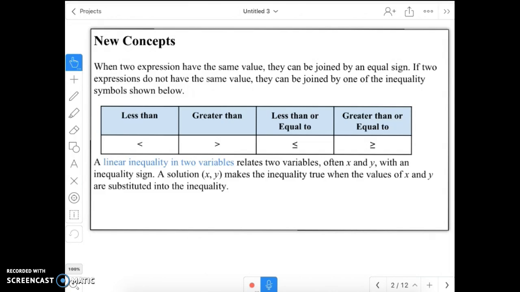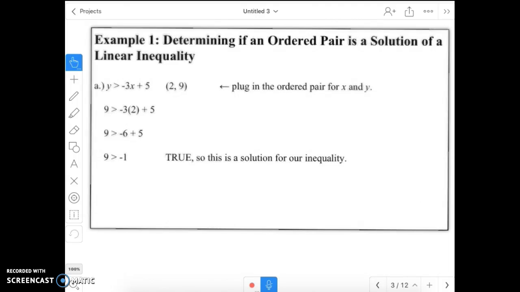with an inequality sign. The solution, x, y, makes the inequality true when the values of x and y are substituted into the inequality. So again, if we substitute two numbers into our equation, and that comes up with a true statement in relation to our inequality, then that will be in our solution set. I'll give you a couple examples of what that will look like.